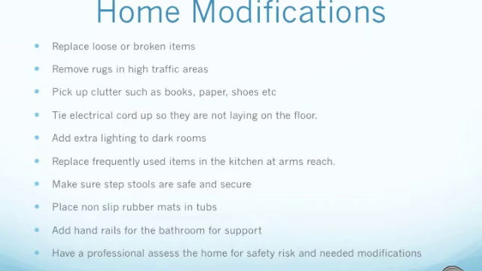replacing loose or broken items, removing rugs in high-traffic areas, picking up clutter such as books, papers, shoes, etc., tying electrical cords up so they are not laying on the floor causing a trip hazard, adding extra lighting to dark rooms, placing frequently used items in the kitchen at arm's reach, making sure step stools are safe and secure, placing non-slip rubber mats in tubs, and adding handrails to the bathroom for support. Also, have a professional assess the home for safety risks and additional needed modifications.